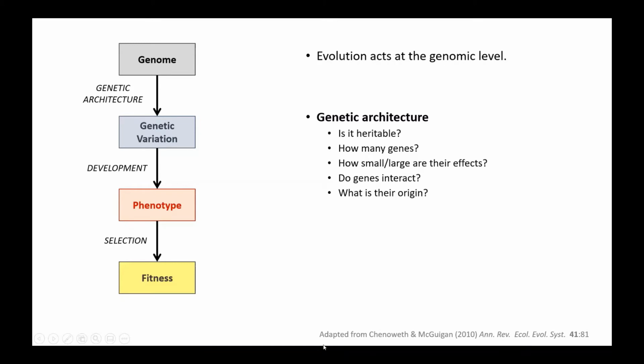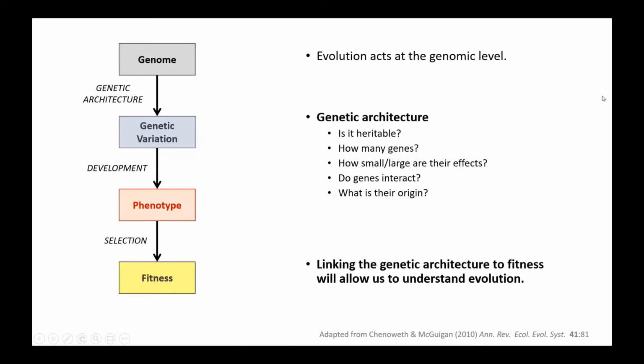But it's not just thinking about this broad term of how much genetic variation there is, we also want to understand the architecture of that variation. So how many genes underpin the trait of interest, how small or large are their effects on phenotype, do the genes interact with each other or with the environment, and also what is the origin of the genetic variation? Can it arise through things like mutation and migration and so on? So I believe that determining the genetic architecture of traits and linking this to fitness is really the ultimate goal of helping us to understand evolution in natural populations.